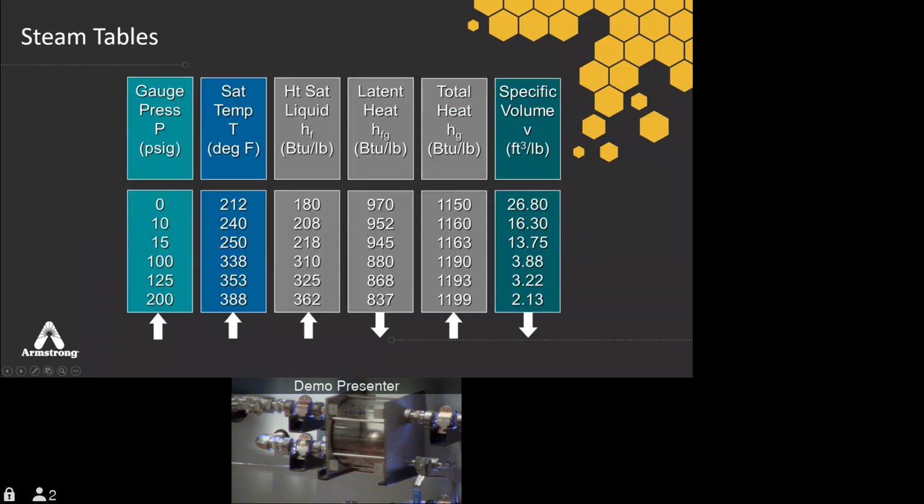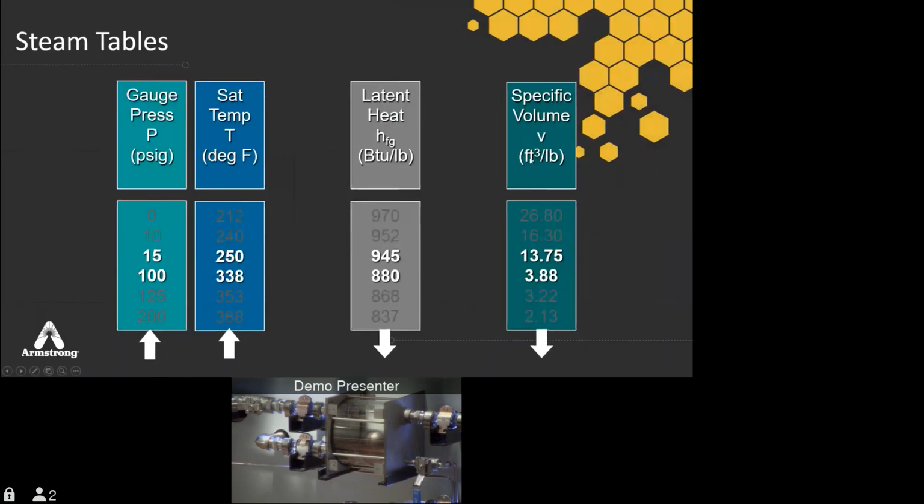So when we look at the steam table, across the top, I've got gauge pressure, temperature, and we'll be talking in degrees F. The sensible heat, or heat of saturated liquid, is in the third column. The fourth column is my latent heat. And then the total heat of steam, the sum of columns 3 and 4, followed by specific volume.